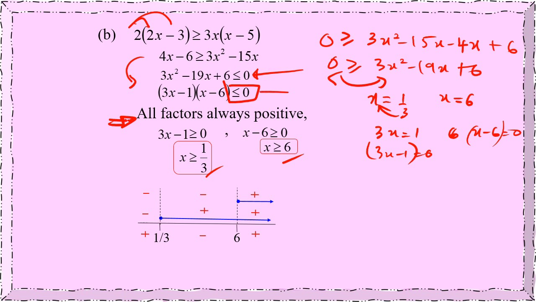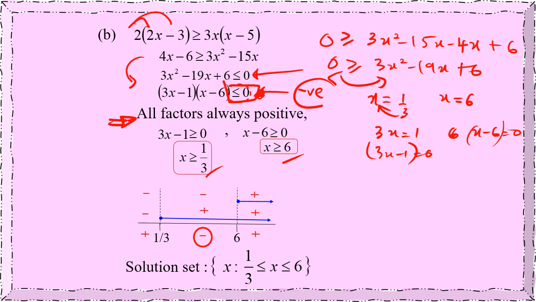The one that satisfies this statement, which is less than or equal to 0, which is negative. So we want to take the negative region, which is the middle one, right? So the answer will be x from 1 over 3 to 6 inclusively. So this is our answer. In interval form, it will be the closed bracket of 1 over 3 to 6. Okay?